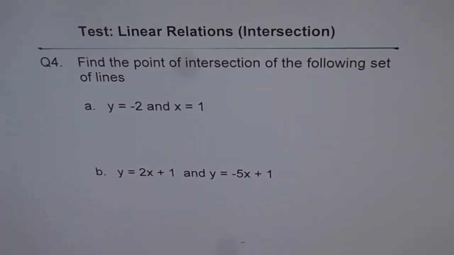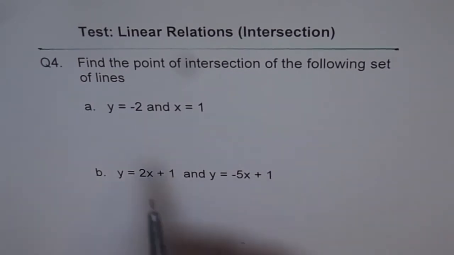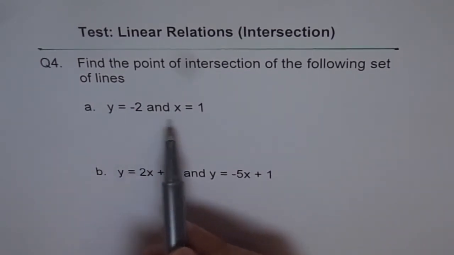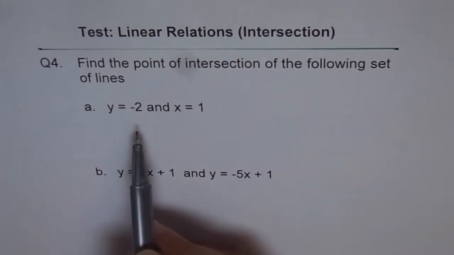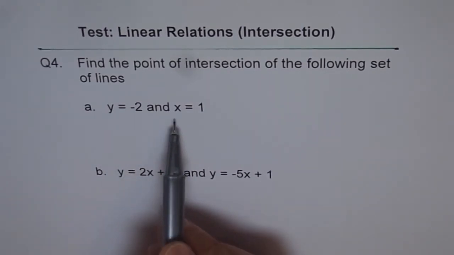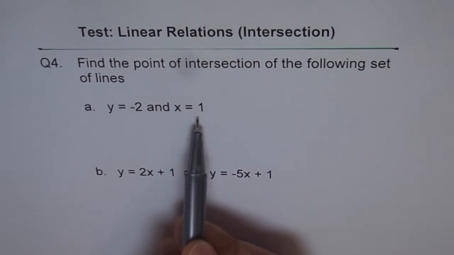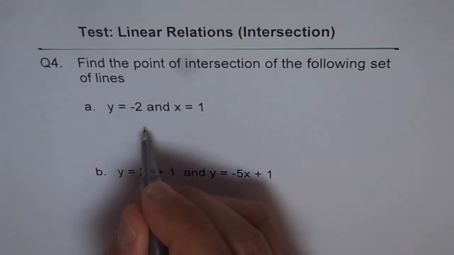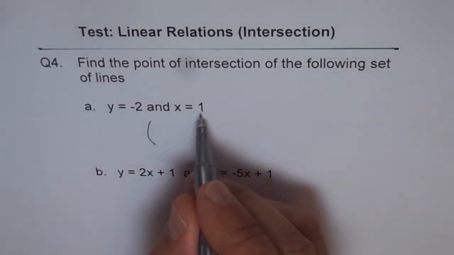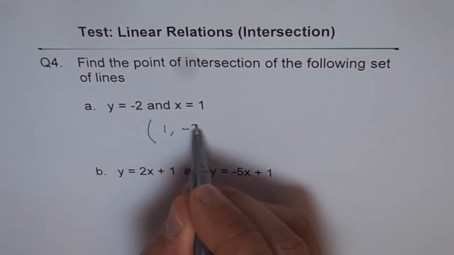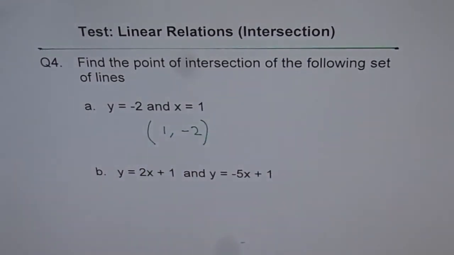Here is my suggestion. What we do is, y is always -2 and x is always 1. So the point of intersection for these two, remember, these two represent lines. Y equals -2 is the horizontal line and x equals 1 is the vertical line, where at every point x is 1. So the point of intersection is x is 1 and y is -2, right? These are the point of intersection for the given set of lines.